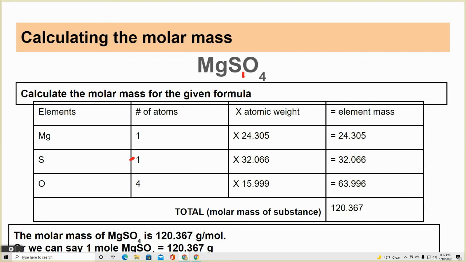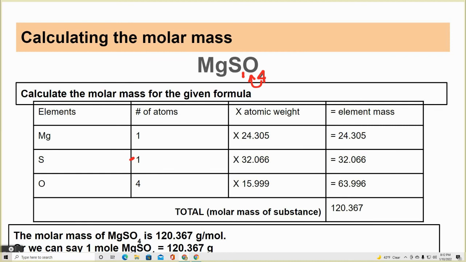All right, 1 times 32.066, I get 32.066. Now look at O. Okay, again, coefficient is 1, right? But you see the 4? That multiplies the O. So therefore, I got 4 O's. Grab a periodic table, look for the mass, and you get 15.999. Multiply 4 by 15.999, you get 63.996.